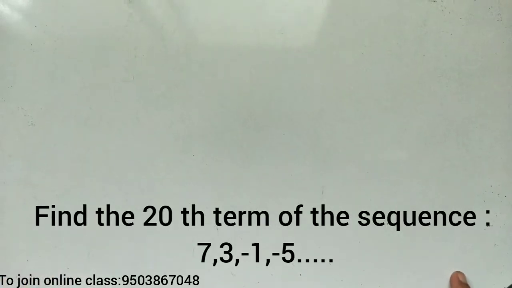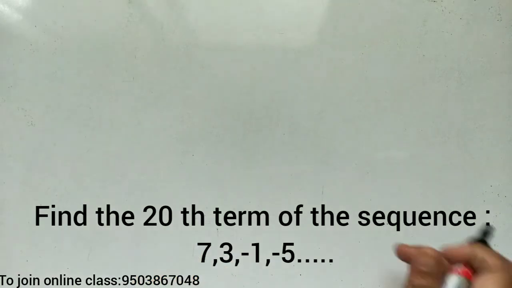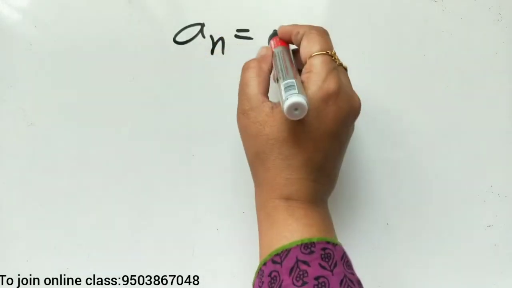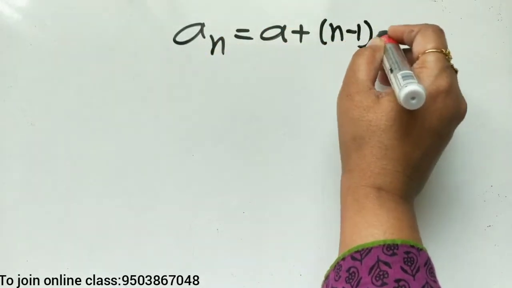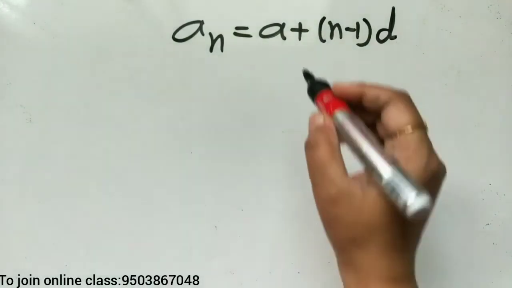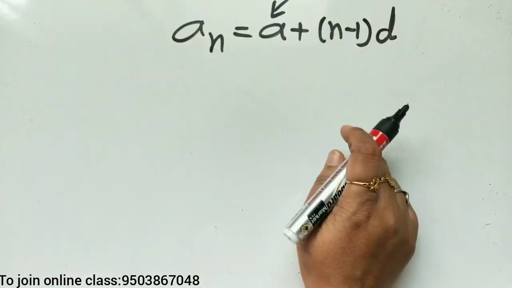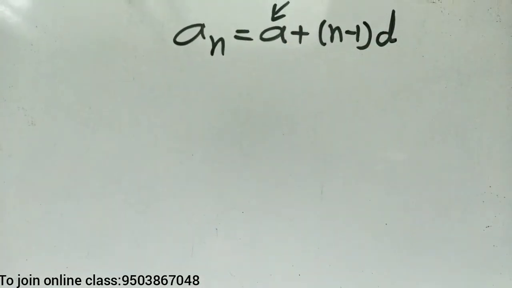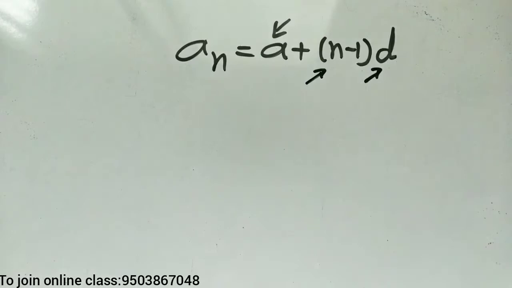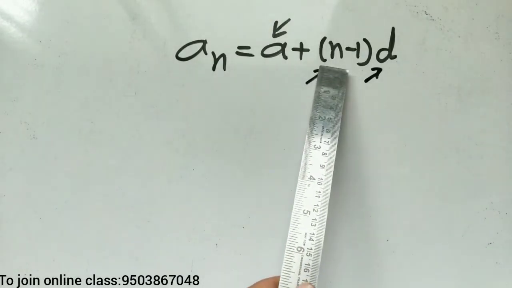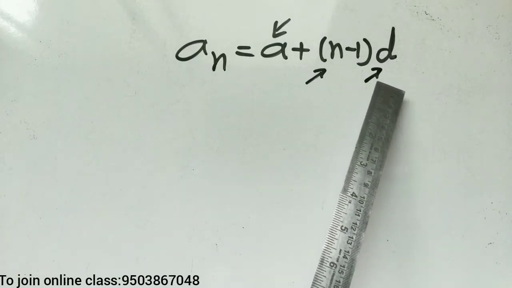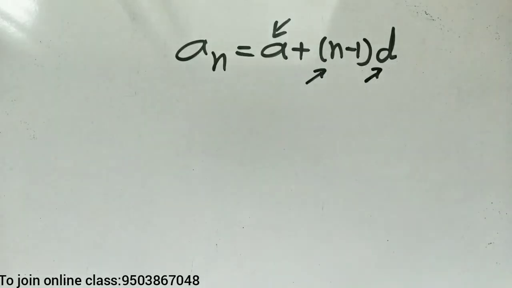So students, here I want to discuss a general formula to find the nth term, an. an stands for the nth term. an is equal to a plus (n minus 1) d. Now what is this a? a is the first term, n stands for the number of terms, and d is the common difference. I will repeat again: a is the first term, n is the number of terms, and d is the common difference. Now let's discuss the question based on this formula.